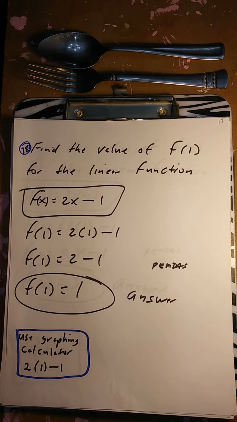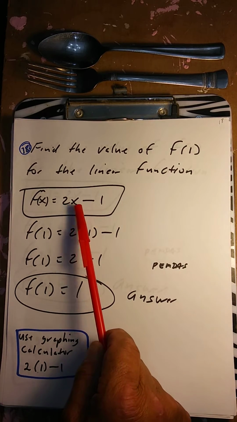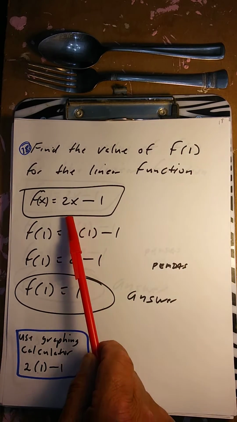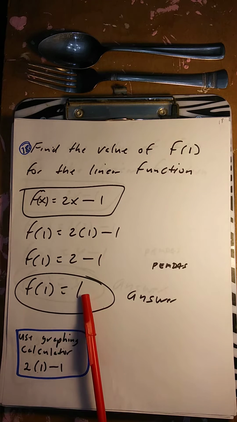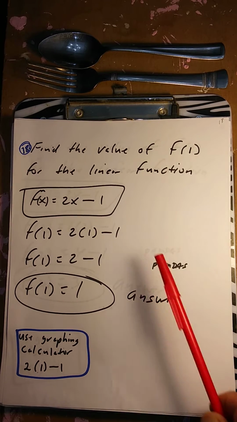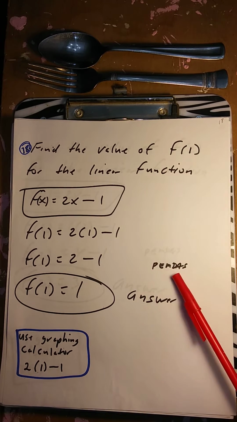There you go. Find the value of f of 1. So now we have f of x equals 2x minus 1. Put a 1 in there. So 2 times 1 is 2. 2 minus 1 is 1. That's the final answer. So put the number in, multiplication first, order of operations.